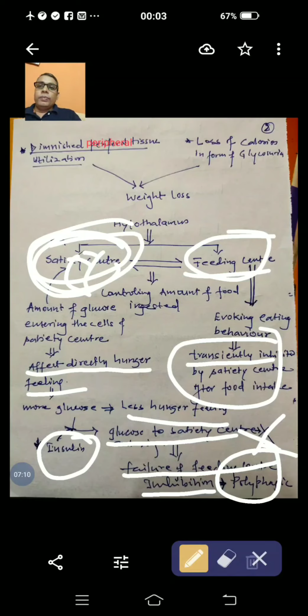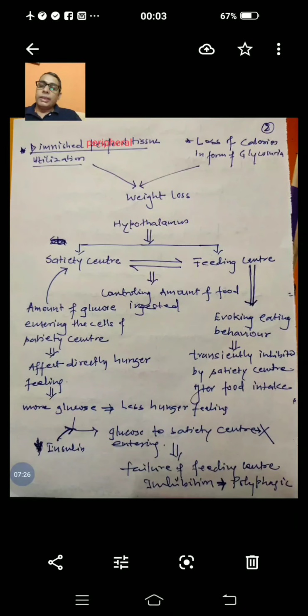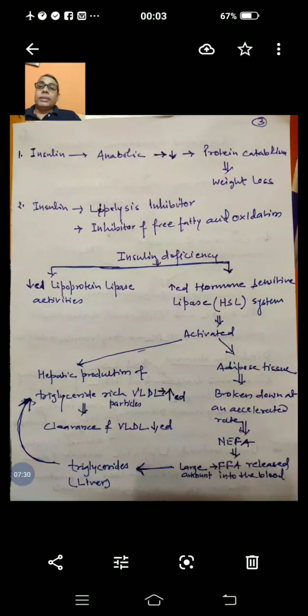So once the animal is suffering from diabetes mellitus, it will show the clinical manifestation of polyphagia, and this is typical of diabetes mellitus in both humans as well as animals. Now, what are the other different roles of insulin?